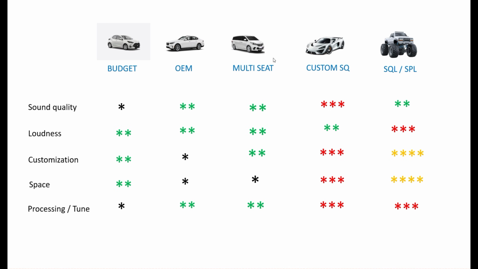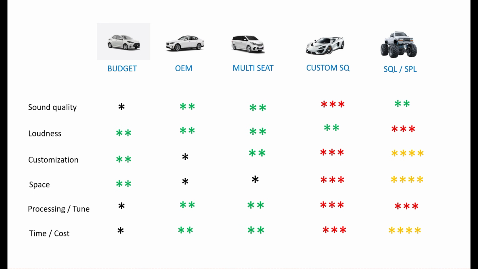But the opposite is true for custom SQ and SPL, and even the OEM and multi-seat. They all have multiple speakers, and you're aiming for a higher quality level. I think that all of these builds need a DSP of some type. The higher you go in terms of complexity of build, the more important it is to have a DSP with some advanced features. And of course, the more speakers and the more complex the system, the longer it's going to take to tune, and the more experience you need in tuning to get the result that you're aiming for.